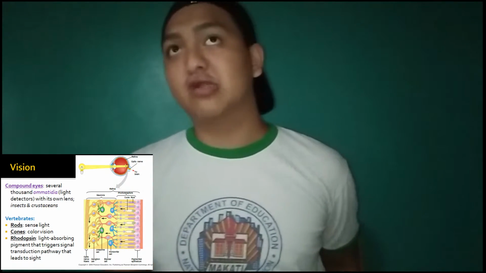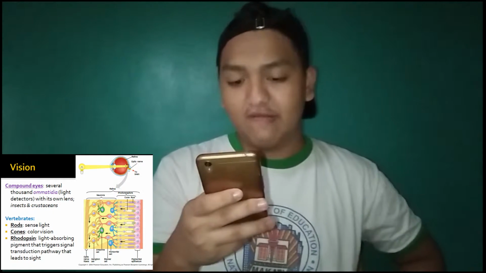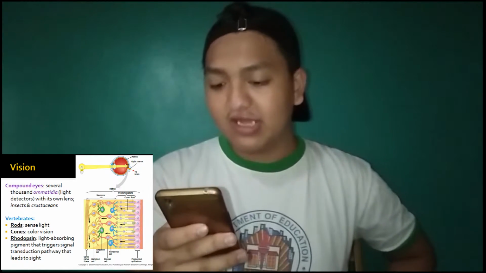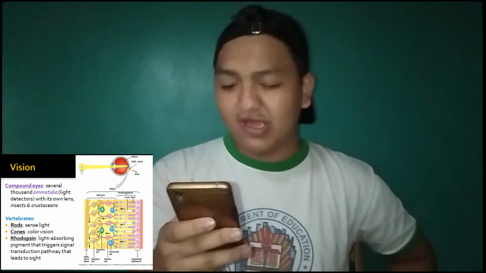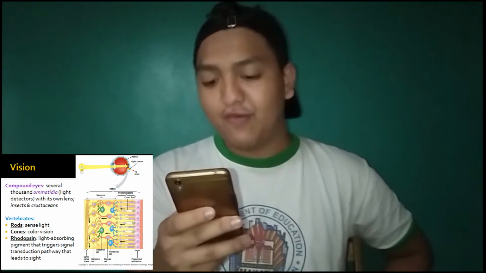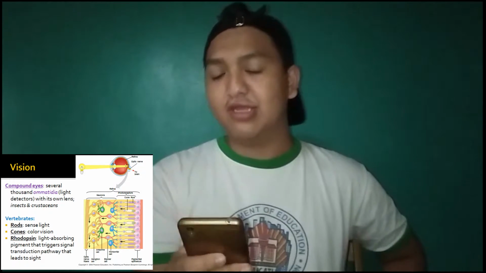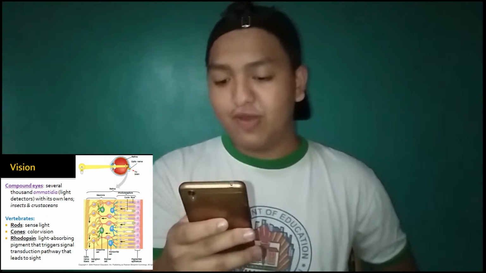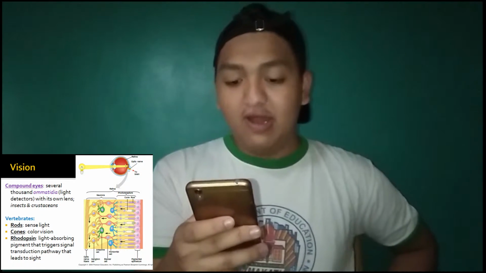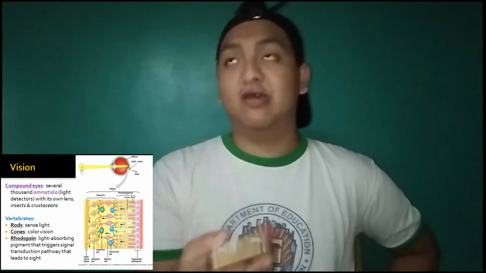Vertebrates have three different kinds of eye function: the rods, the cones, and the rhodopsin. Rods are photoreceptor nerve cells in the eyes that are sensitive to low light levels and are present in the retina but outside the macula. The cones are photoreceptor nerve cells present in the macula and concentrated in the fovea. They enable people to see fine details and color. Lastly, rhodopsin is a light-absorbing pigment that triggers a signal transduction pathway that leads to sight.